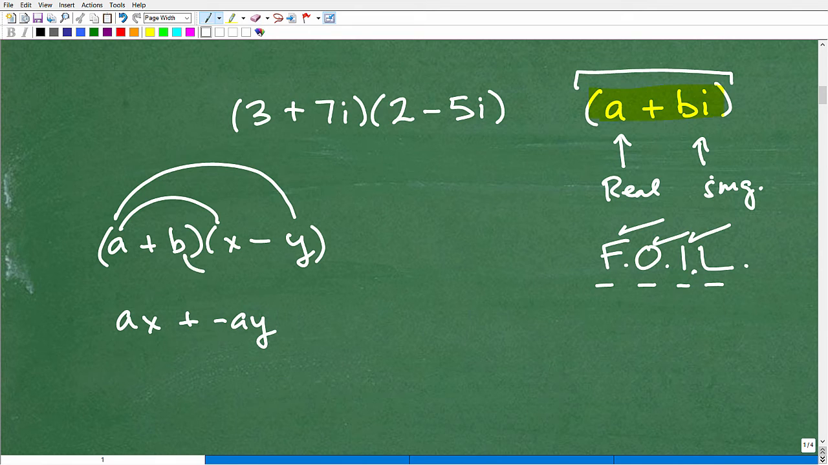And then inners, these are the inners, plus bx. And then the last, these guys are the last, that would be minus by. Then we would clean this up by combining like terms, etc.